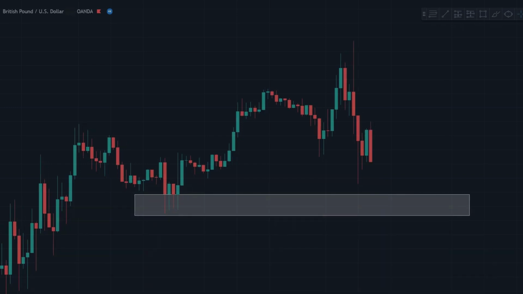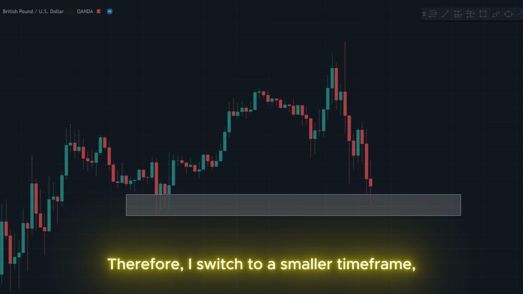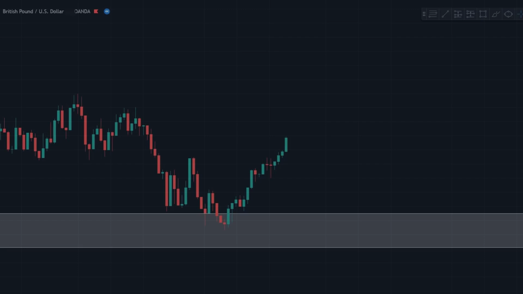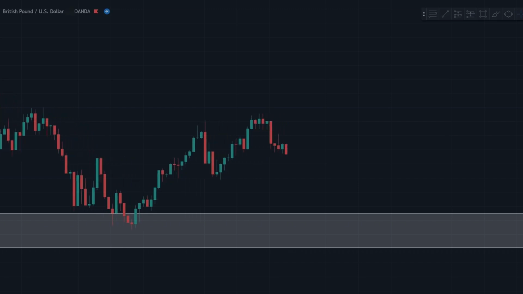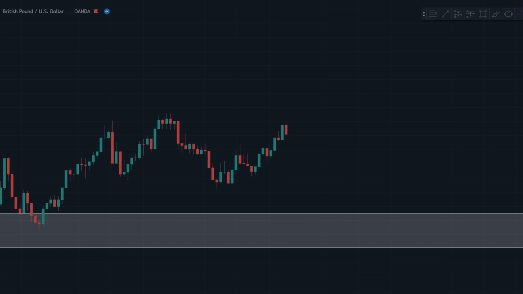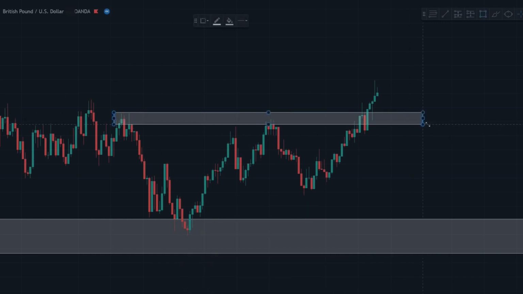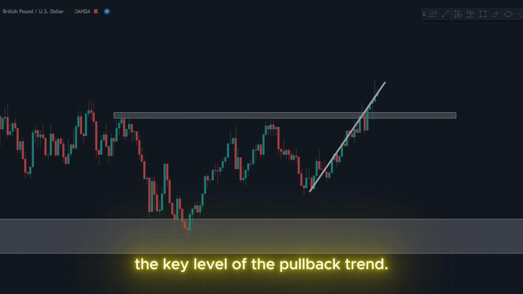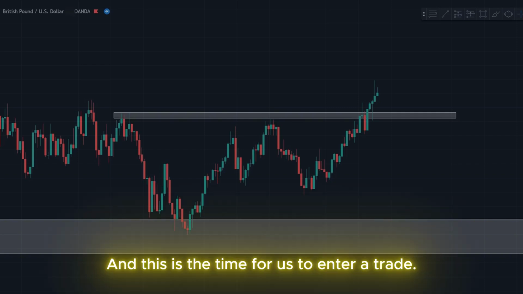In this case, the price has returned to the key level of significance. Therefore, I switch to a smaller time frame, the 15-minute time frame. Here, this is the key level of significance for the pullback trend. The price has broken through the key level of the pullback trend. Therefore, we confirm that the pullback trend has ended. The uptrend continues. And this is the time for us to enter a trade.